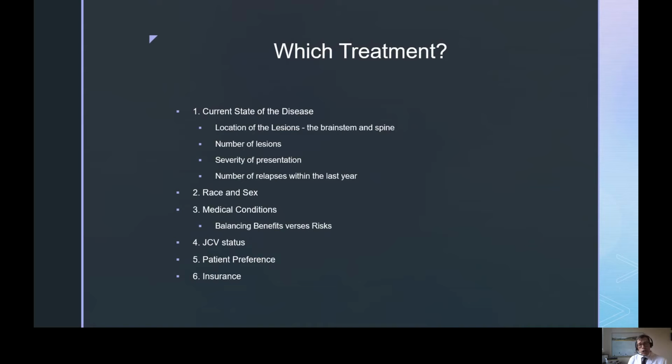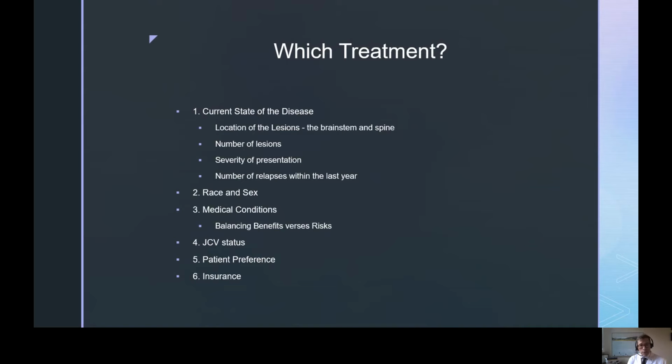And then looking at medical conditions. If someone has several medical conditions, then they may be more prone to having side effects or potentially more prone to have infections related to the medication. Age also plays a factor. Unfortunately, as we get older, our immune systems are not as robust, which puts us at more risk for developing infections. JC virus status. Some of these medications can be associated with a brain infection called PML, and that's triggered by a virus called the JC virus. And I'll speak more about this later on.